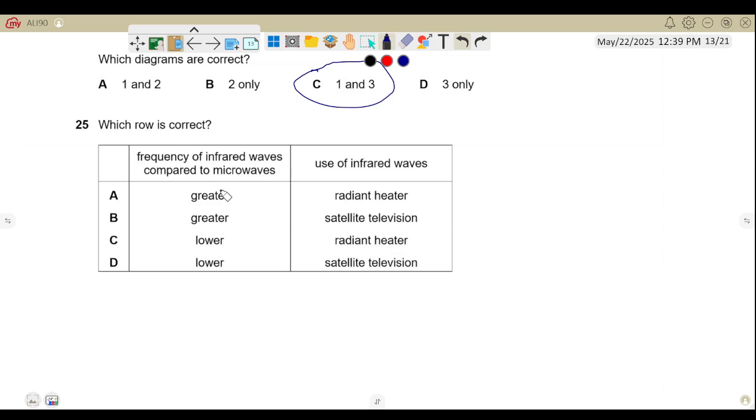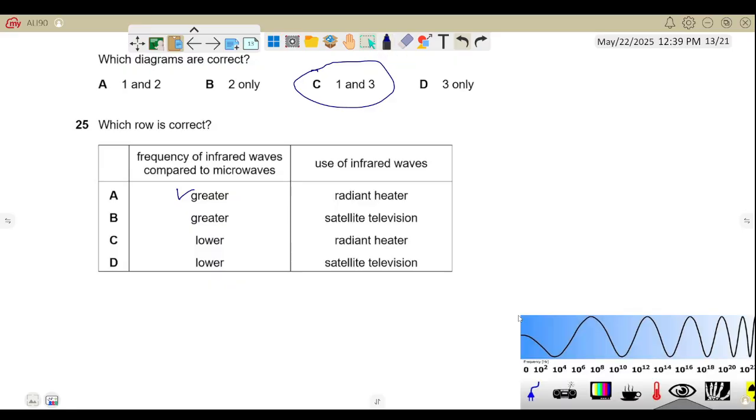Which row is correct here? Frequency of infrared waves compared to microwaves, and use of infrared waves. The frequency of infrared waves compared to microwaves is actually greater. If we just come to this image here, it shows everything.